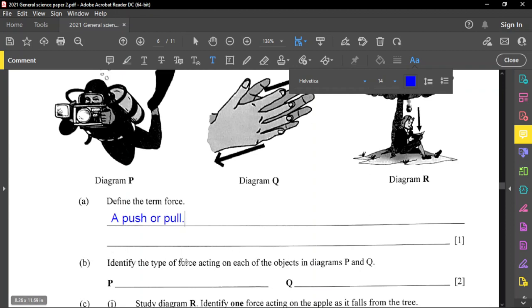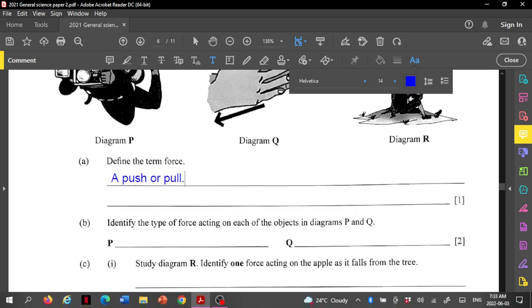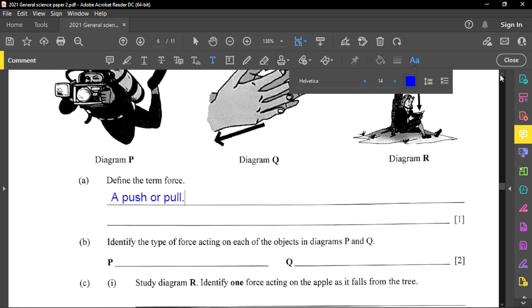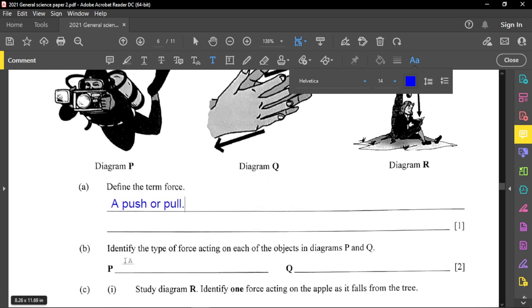But part B says identify the type of forces acting on each of the objects in diagrams P and Q. Let's talk about the person diving. If a person is diving, the person is in water, so the water will put an upward force called upthrust force onto the person, or what they call a buoyant force. So we have two names you could use here: buoyant force or upthrust force. Those are two possible names for that force, because the water pushes onto the person and creates buoyancy.